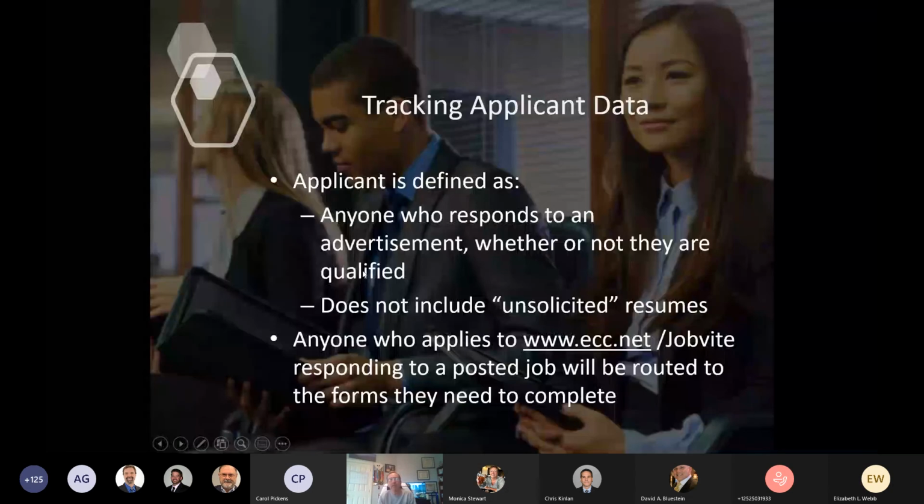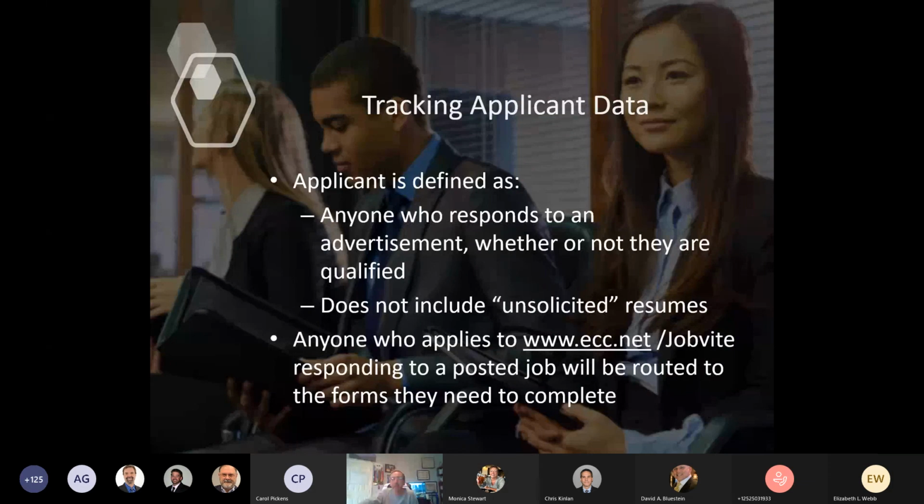When we talk about tracking applicants, applicants is defined as anybody who responds to an advertisement, whether or not you even think they're qualified or bring them in for a resume. So, if I post a position that says I want somebody to be a contracts person and they have zero experience being a contracts person, I still track their data. So it's pretty universal. And again, if everybody goes through the ECC.net website, they get redirected to the job site. It's seamless. They won't even know it's happening. But they'll go straight through our system. They'll see the online form to check that data, and then that data goes into the database. Okay.